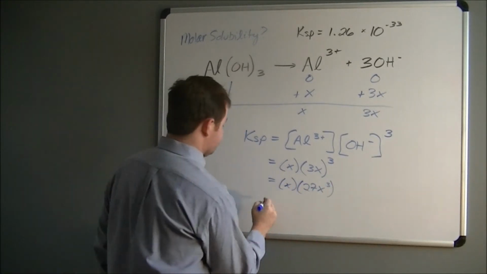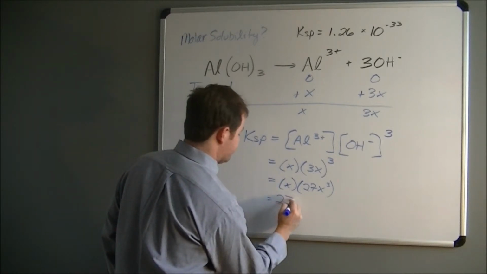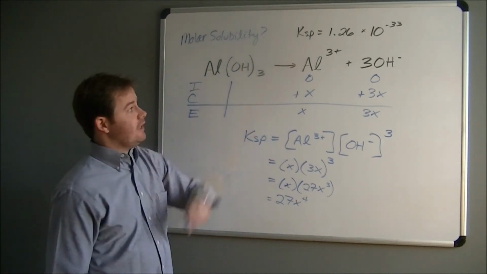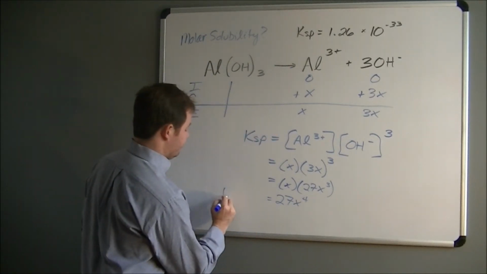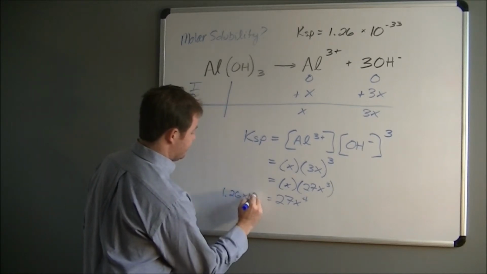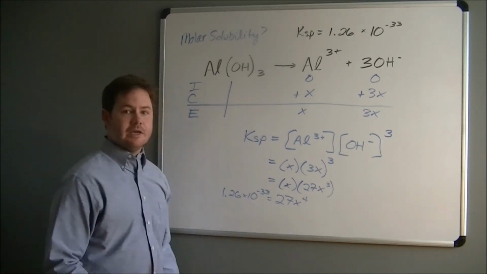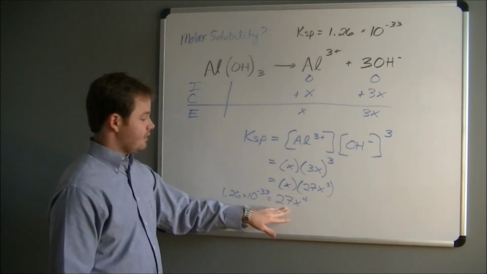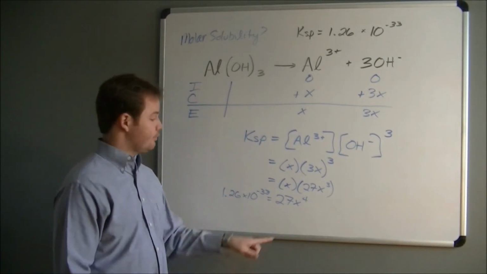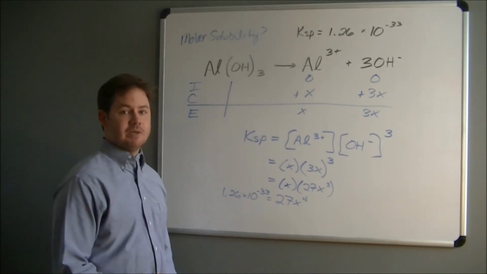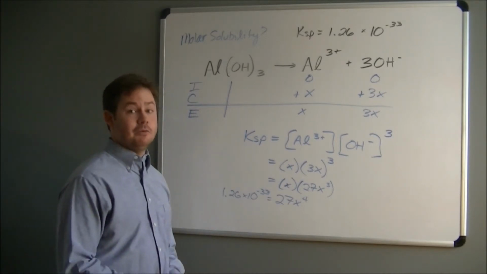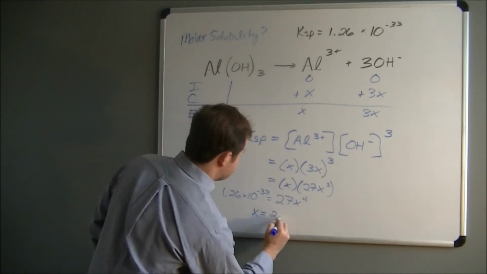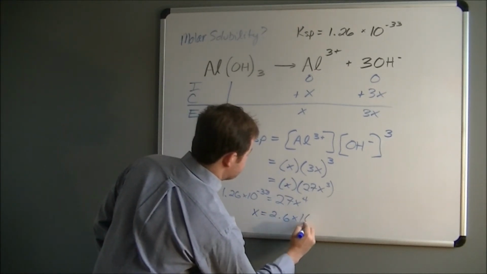And when we multiply by x, if they have the same base, then you add those exponents. So we get 27x to the fourth is equal to our KSP value. And here we can just plug this in, 1.26 times 10 to the negative 33. And from there, there's a little bit of math required to solve. You can use a calculator, but here we would divide by 27 on both sides, and then we would take the fourth root of that result. And to save us a little bit of time here, since that's something that you can work out on your own, either by writing it out or using a calculator, we would get x equals 2.6 times 10 to the negative 9.